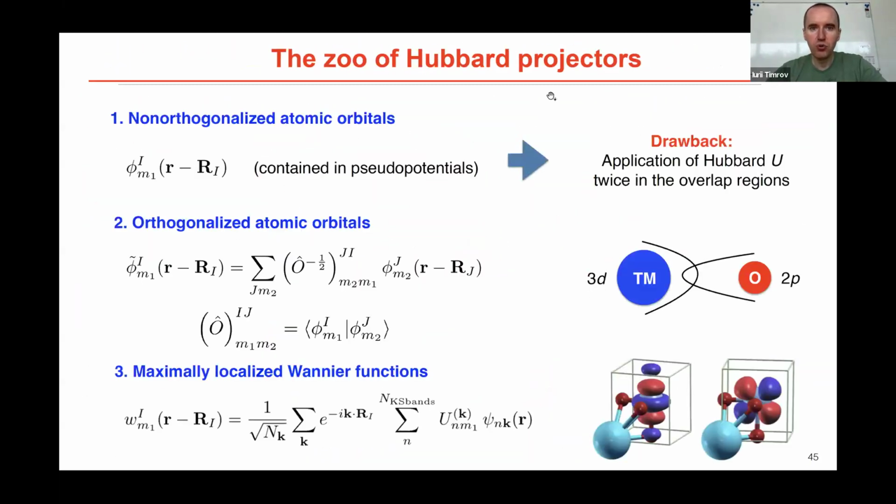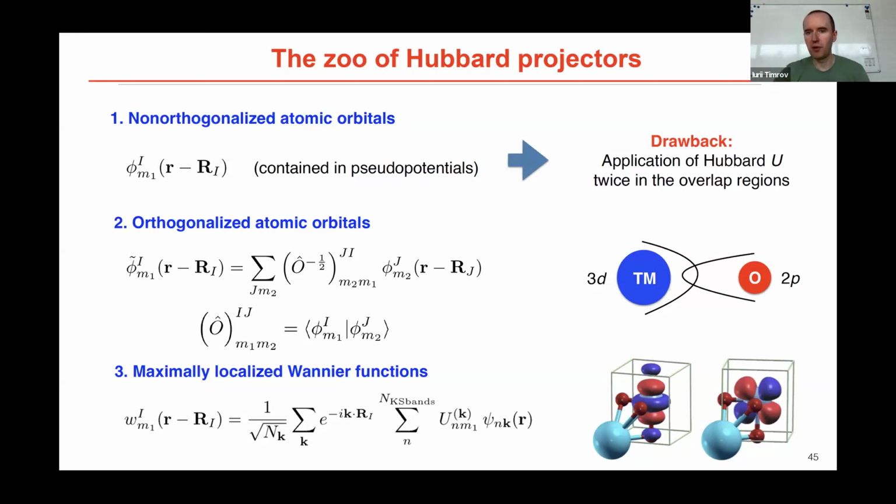There is an entire zoo of Hubbard projectors. I'll just show you some examples. The first ones are the so-called non-orthogonalized atomic orbitals. They are provided with pseudopotentials. But the drawback, if you use non-orthogonalized ones, is that when there is overlap of atomic orbitals between atoms that are not orthogonalized, you can have the Hubbard U correction counted twice.